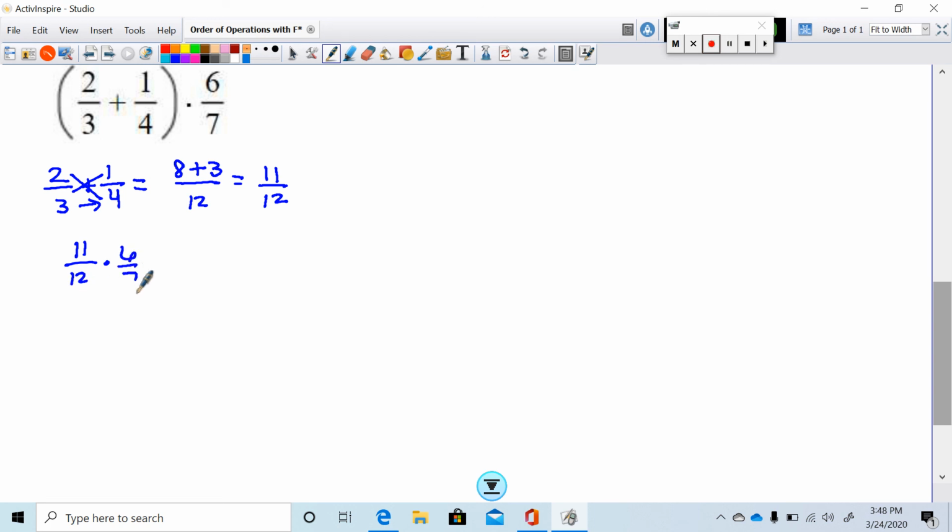Multiplication goes straight across. So 11 times 6 is 66. 12 times 7 is 84. They're both even, so cut them in half. Half of 66 is 33. Half of 84 is 42. We can divide these by 3. 33 divided by 3 is 11. 42 divided by 3 is 14. Those don't have anything in common, so you're done.